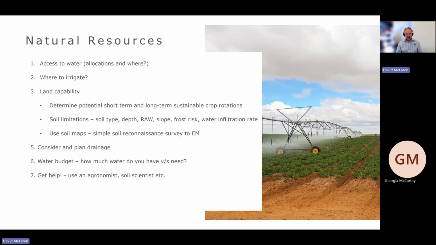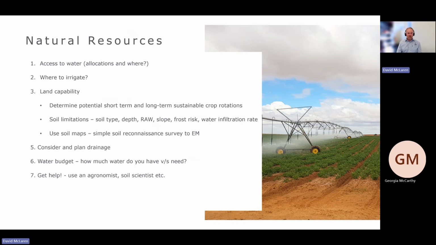What's the slope? Is it steep? Is it flat? Is it moderately sloped? Look at the frost risk, the water infiltration rate for the soil type. These are all critical things to understand as part of the planning process for irrigation.